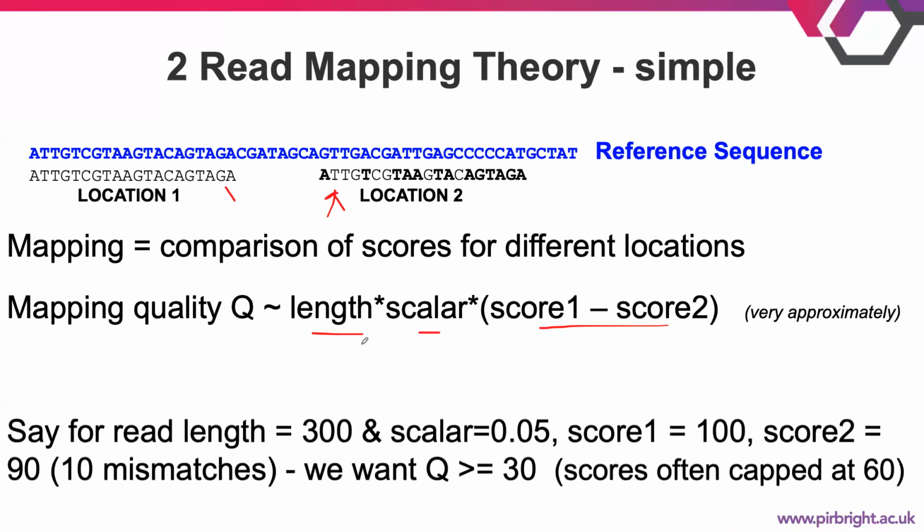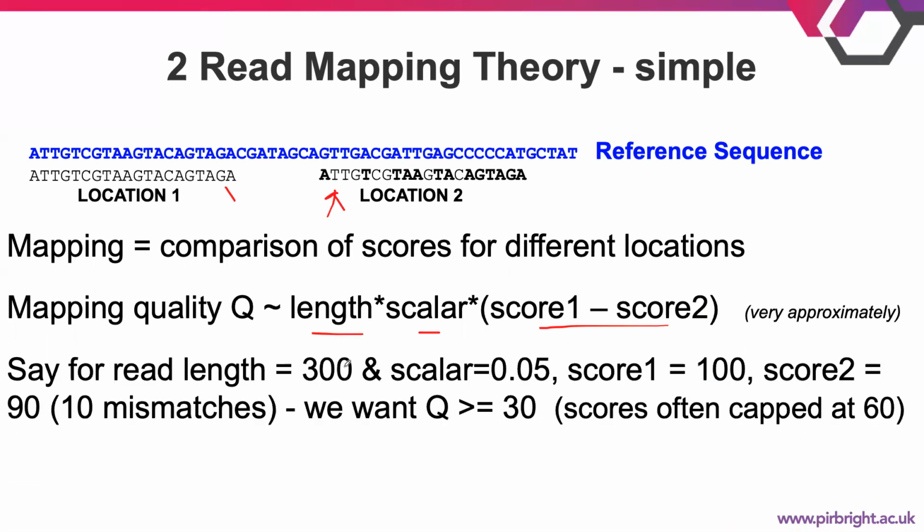So if you had a read map length of 300, because that length determines the number of potential mismatches that might be present across the whole read, and we have some scalar of 0.05, and the score for read 1 here, the best, is 100, and read 2 is 90. We might want to therefore extract reads that have a mapping quality Q greater than a particular threshold. And often these scores are capped so that you can't actually go above 60.